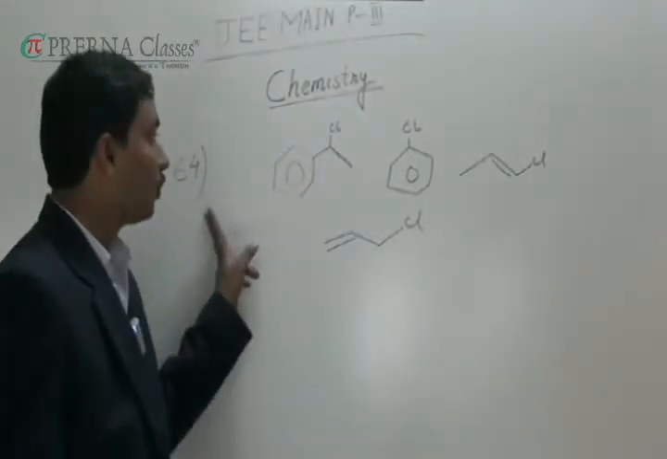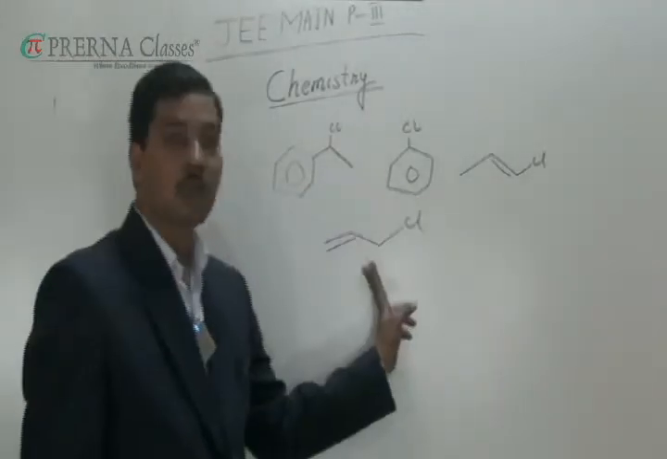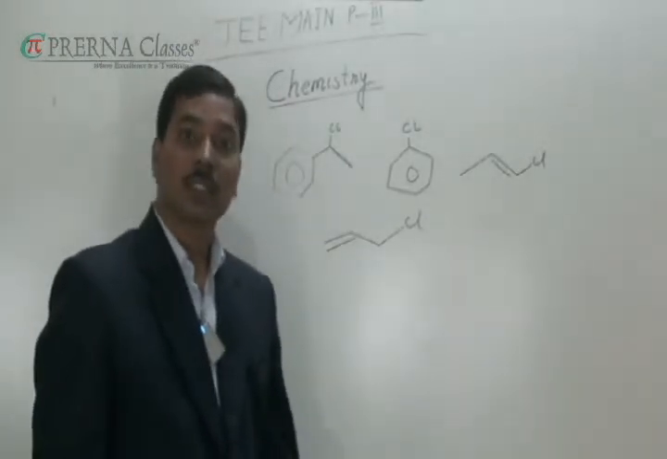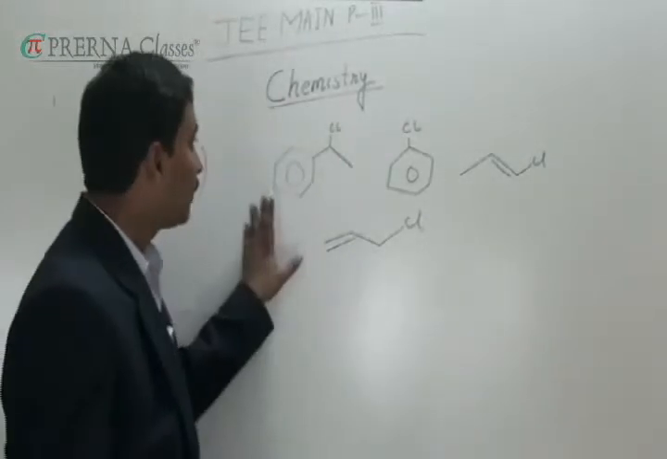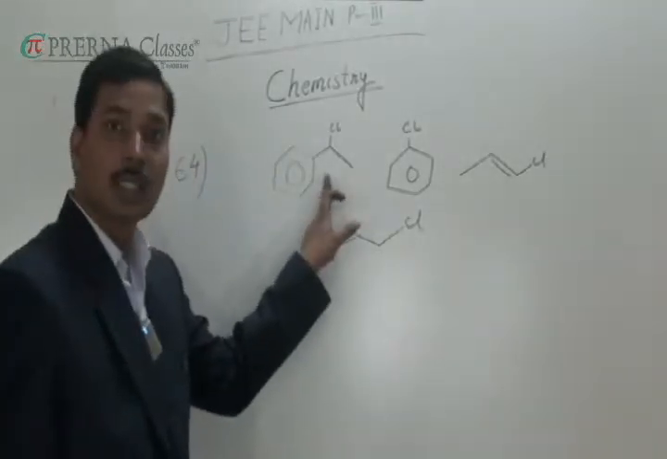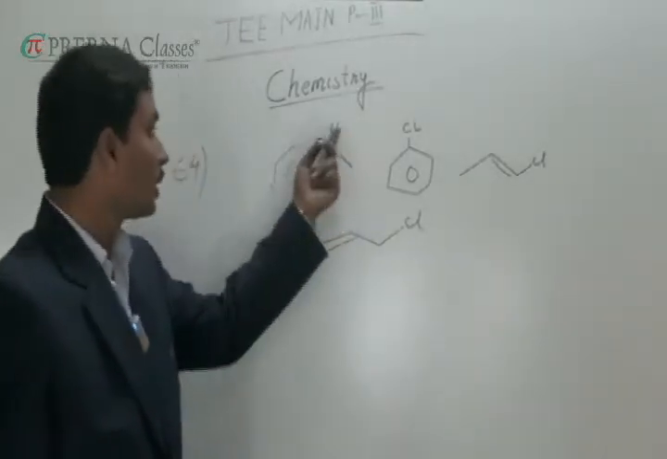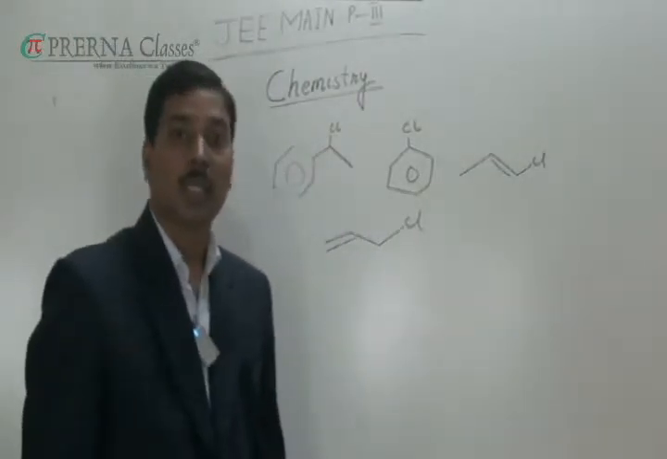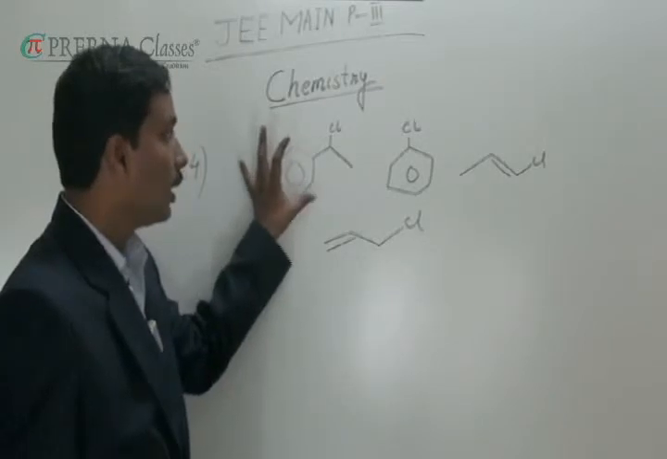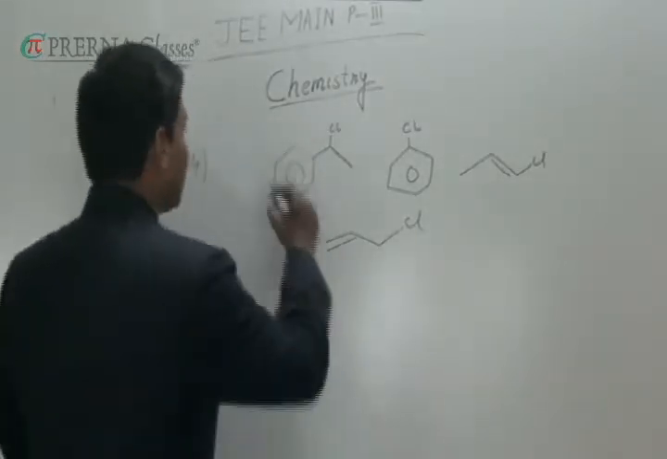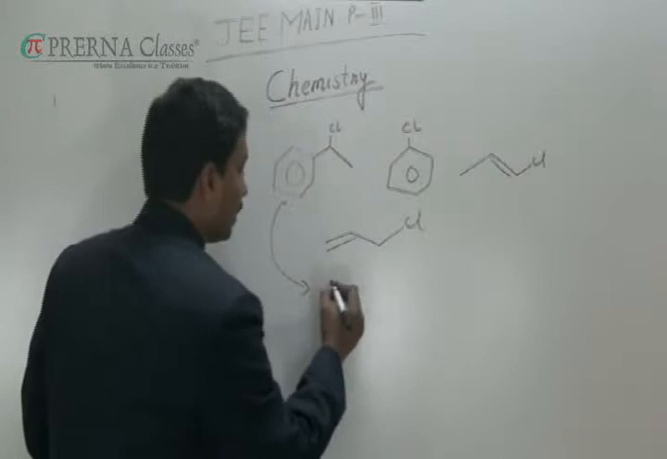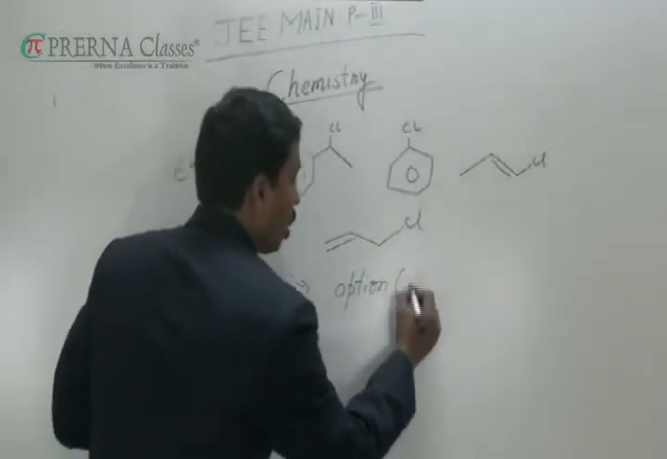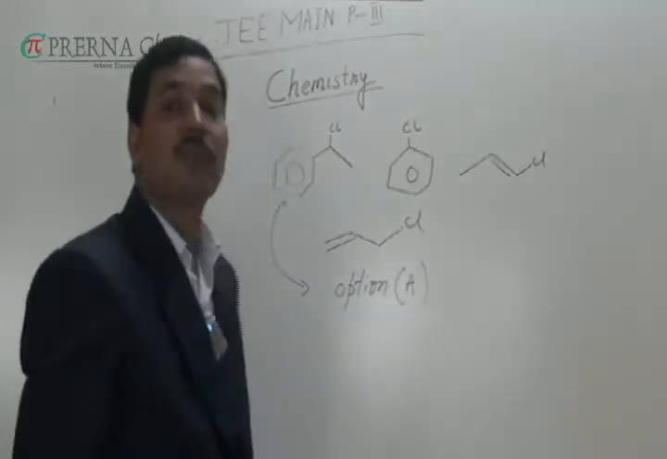Question number 64. Out of these four, which one will be hydrolyzed faster? Hydrolyzed faster means SN1 reaction. SN1 reaction will be preferred by benzylic carbon. So since this Cl can be removed and it is converted into benzylic carbocation, option A is the correct answer. So we can write, since it is a benzylic carbocation, option A will be hydrolyzed at a faster rate.